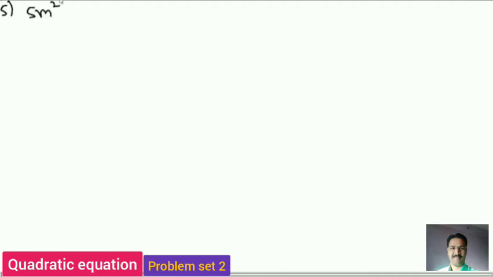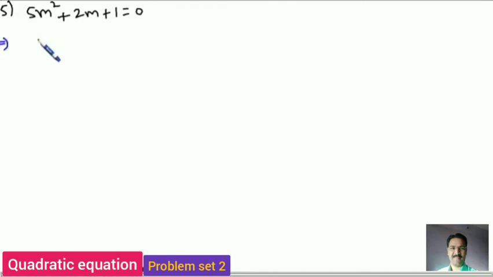Okay, plus 2m plus 1 is equal to 0. Now again, just try to observe here. By using the formula again, because it is not possible to make any factorization. Okay, we'll solve here. Try to solve yourself also. It is also very important. Here, straightaway write the standard form.